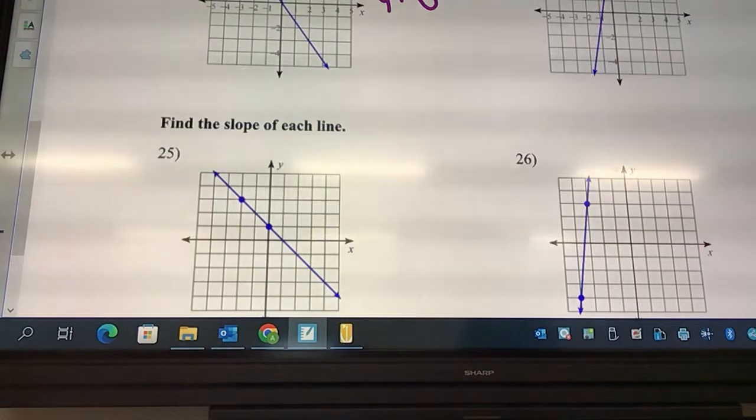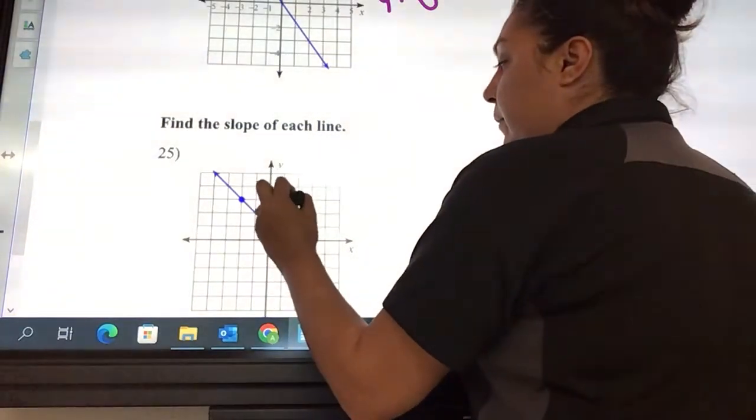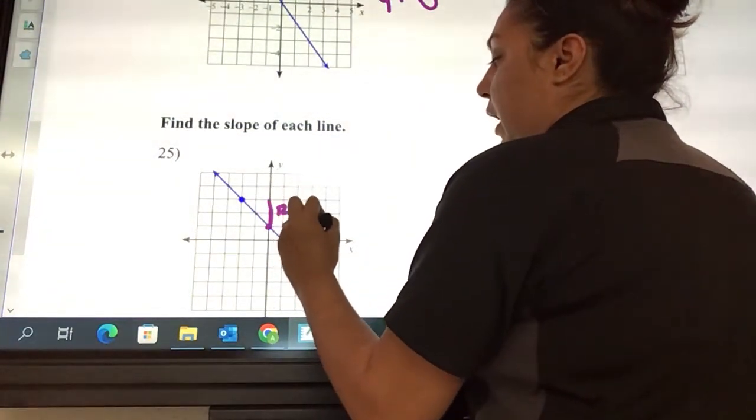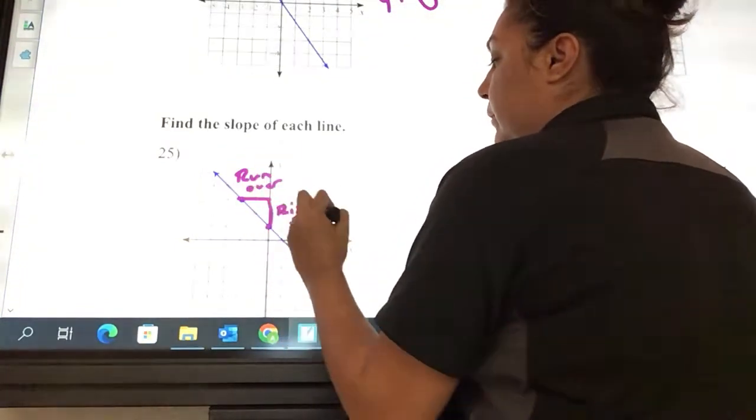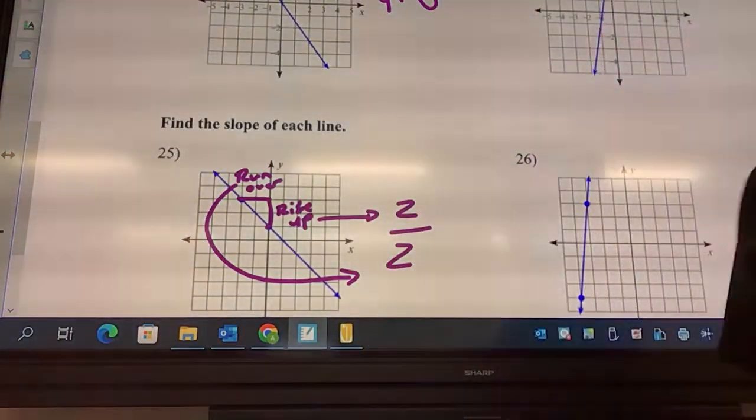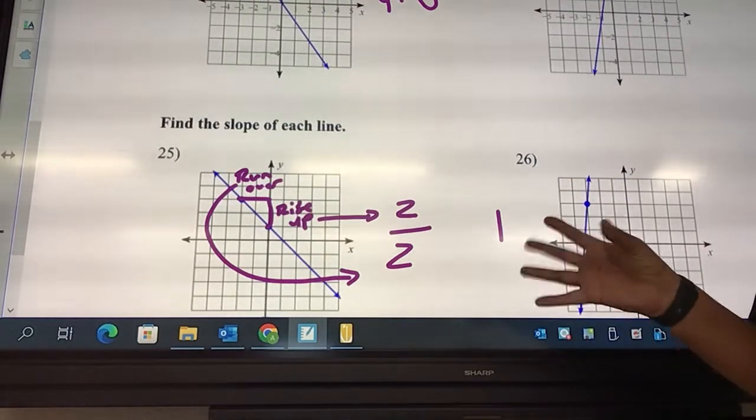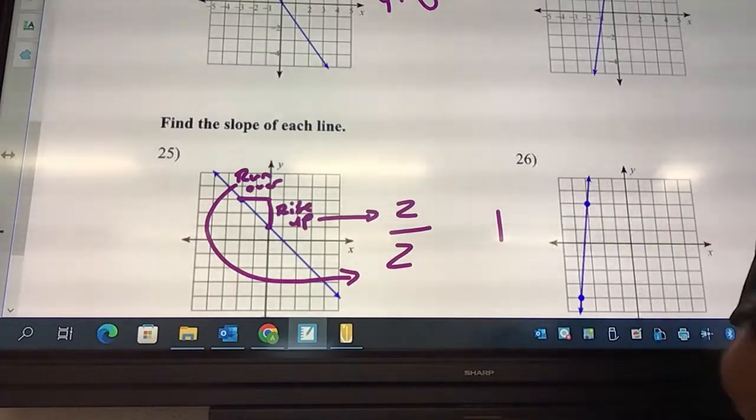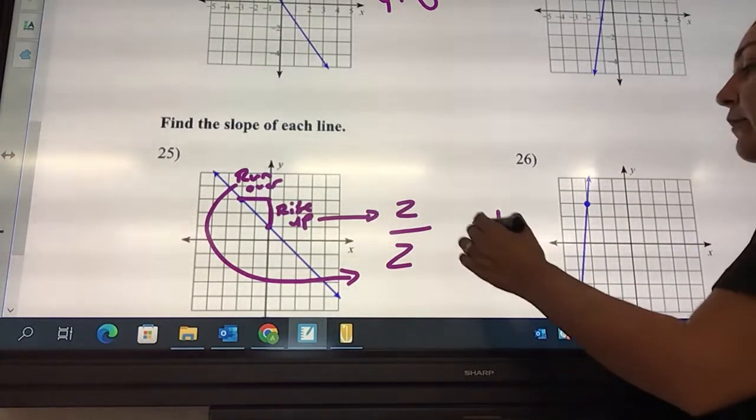You put negative 1. 25. How do we find the slope? Yeah, rise over run. So this is our rise, or our up, and then our run, which is our over. It's 2 over 2, which is 1. And there's one other thing with that. It's a negative slope, so we need to put that negative on there.